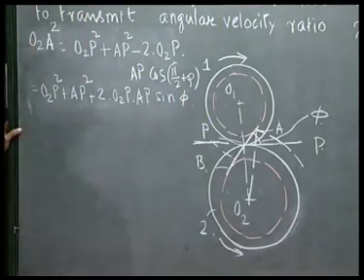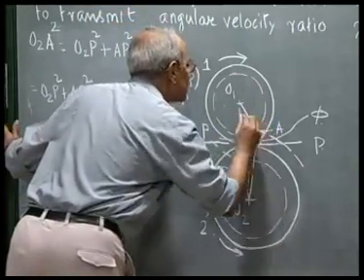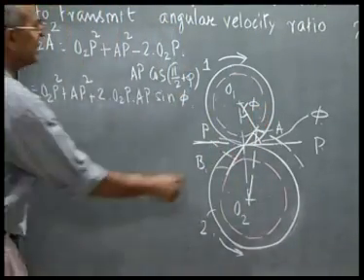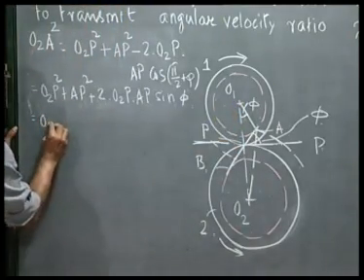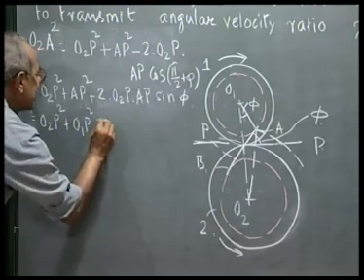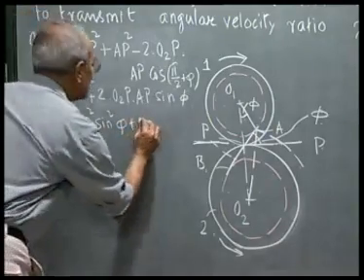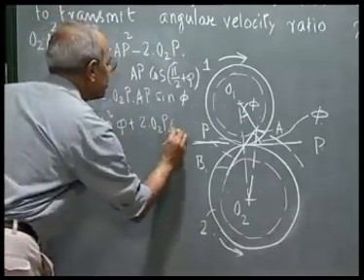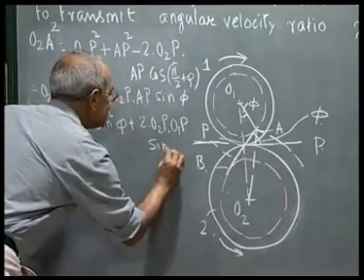And what is AP? This angle, if you remember, you have used it a number of times, this angle is also phi. So what is AP? That is O1P sin phi. So this I can write O2P squared plus O1P squared sin squared phi plus twice O2P, and for AP I write O1P into sin phi and another sin phi, so I get sin squared phi.